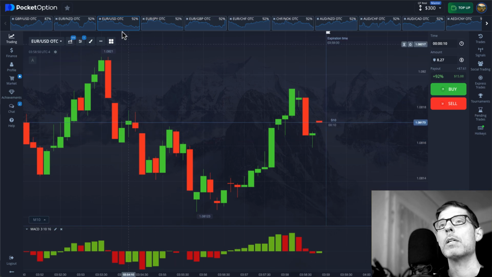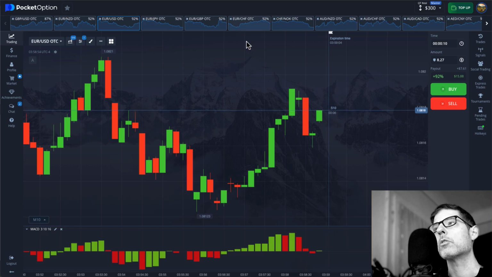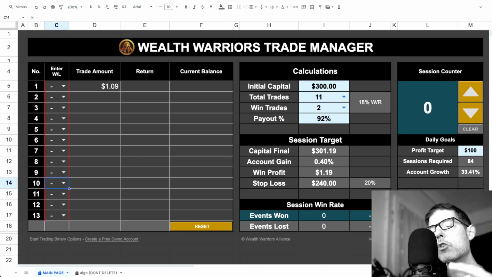Actually, we have set everything up. We're going to be using real money here inside of Pocket Option, $300. Now in the Trade Manager, by the way, this is a highly advanced trade manager with mathematical calculations that allows you to win even if you have losses. And this is only available to the members inside of the VIP group.